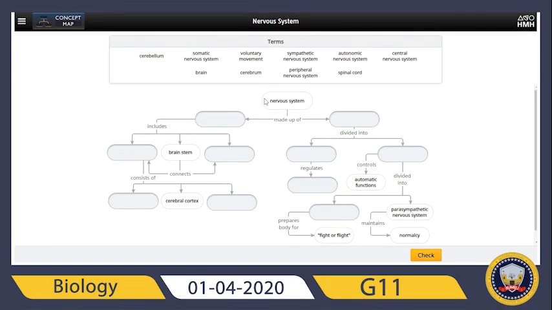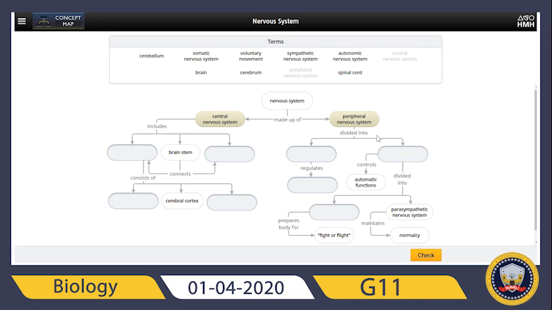So the nervous system is made up of what? Divided into what, and so on. So let's try to solve this area first. The nervous system is made up of two parts. What are the parts? We have central nervous system and peripheral nervous system. Since we are seeing here brainstem, cerebral cortex, the central nervous system is here. And because we are seeing here automatic functions, parasympathetic, etc., it's peripheral.